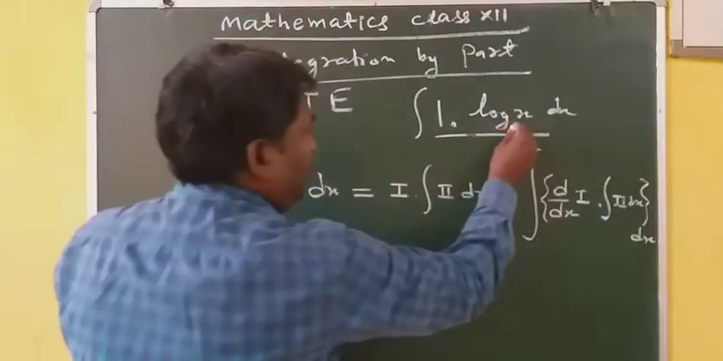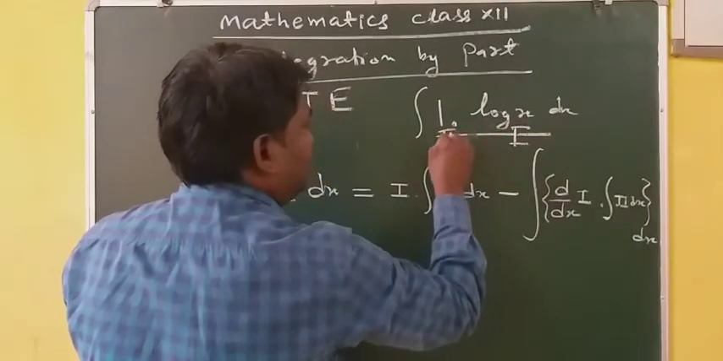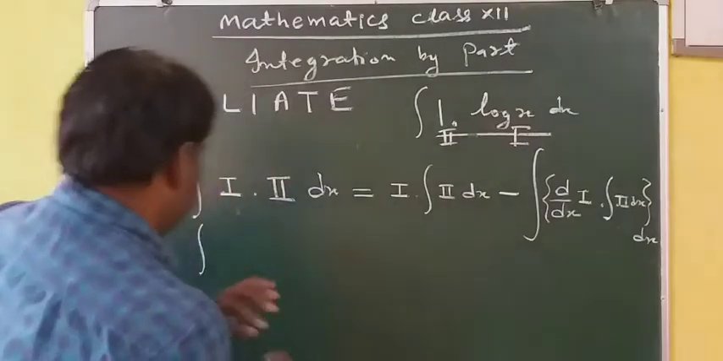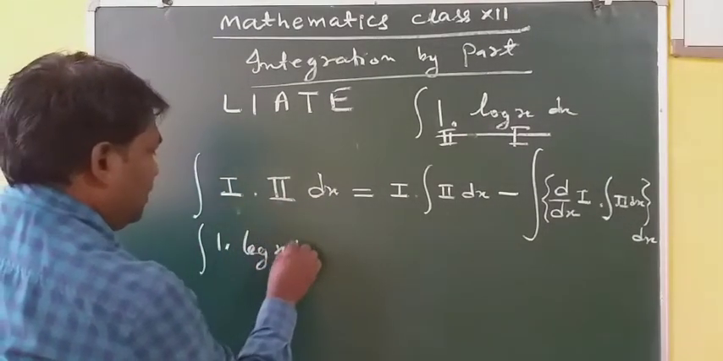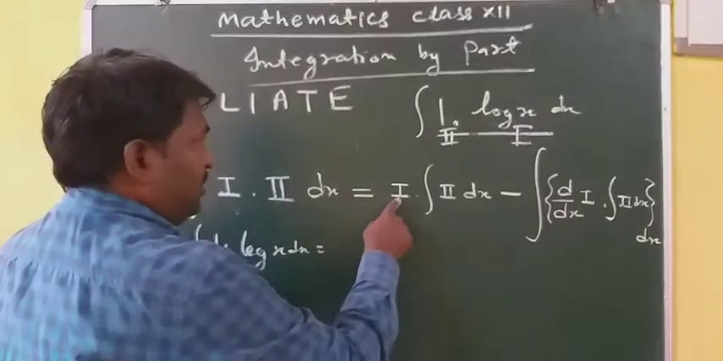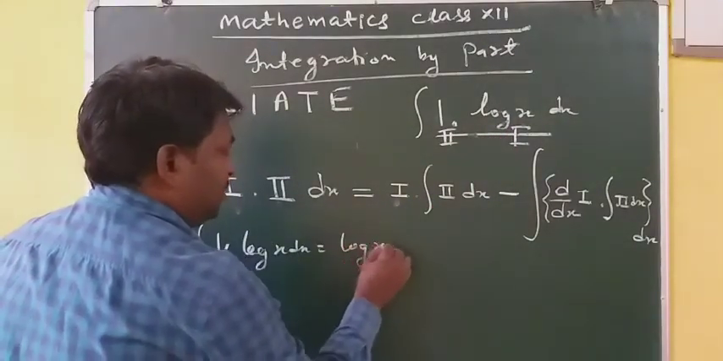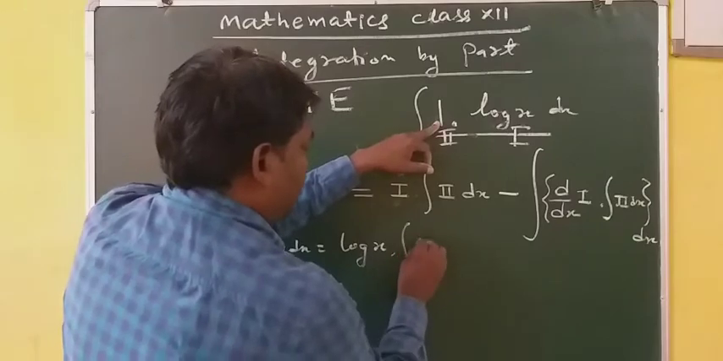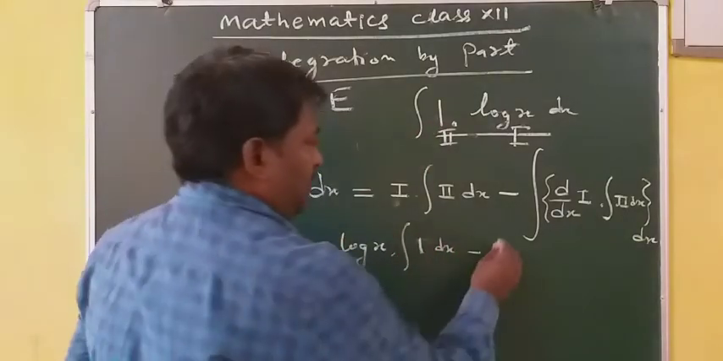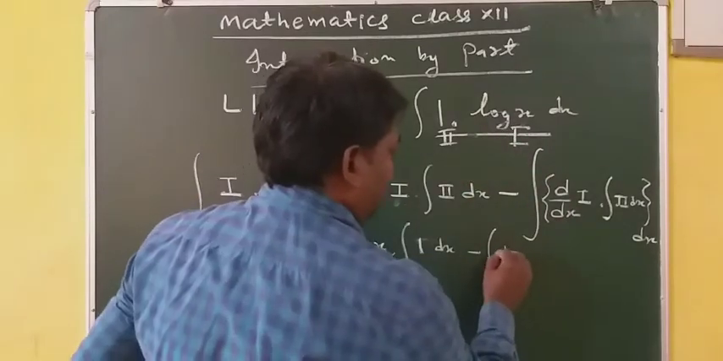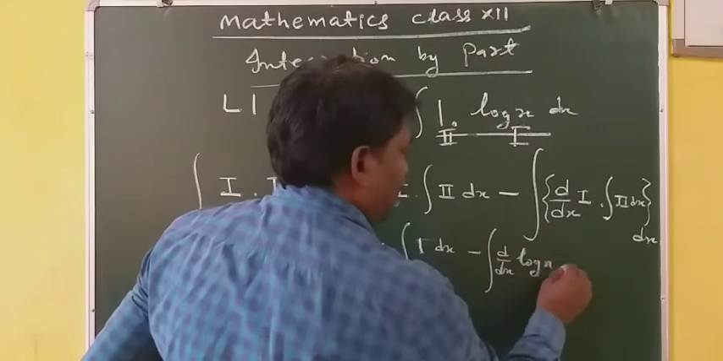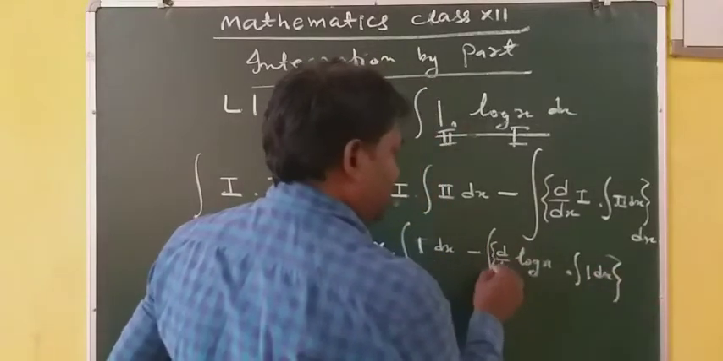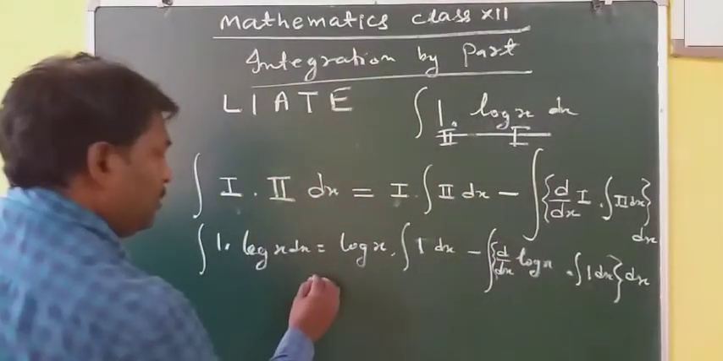By the formula, here you have taken this one as first and this one as second. So applying the formula, integration of first function, here 1 into log x dx, is equal to: first function, I have taken first as log x, so log x taking as it is, into integration of second function, 1 dx, minus integration of differentiation of first, d by dx of log x, into integration of 1, that is the second function. Whatever is the result, again integrating it.